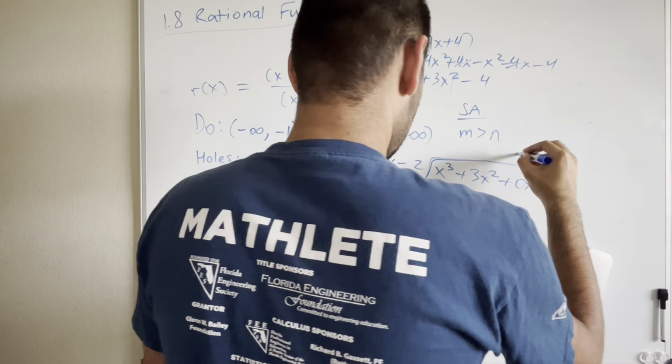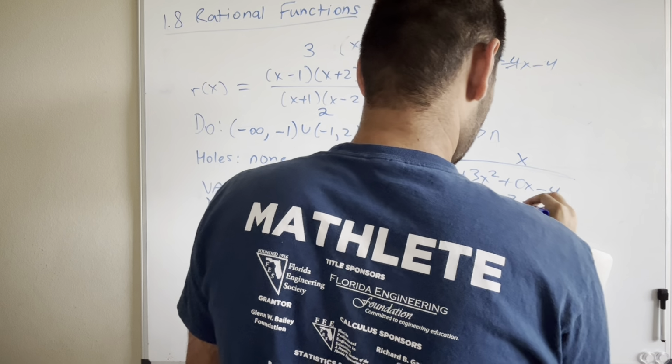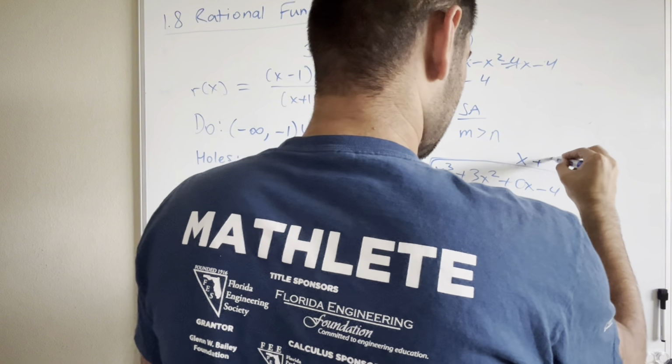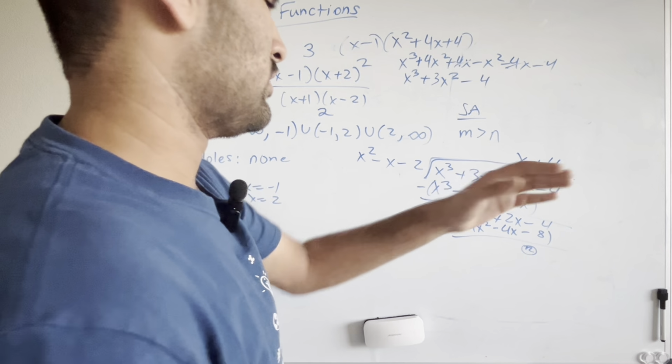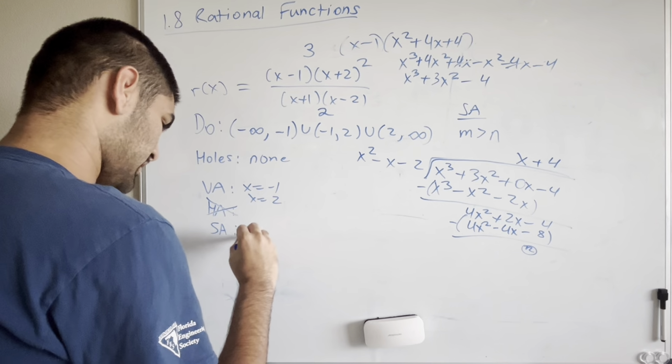So now if we just do the long division, we will get x cubed minus x squared minus 2x. So 3x squared plus x squared, right? So 4x squared, and then minus becomes a plus 2x minus 4. And then we have a plus 4, we get 4x squared minus 4x minus 8, and we get some remainder, right? We don't really care what the remainder is though, because the slant asymptote is only this part. So our slant asymptote in this case is y equals x plus 4.